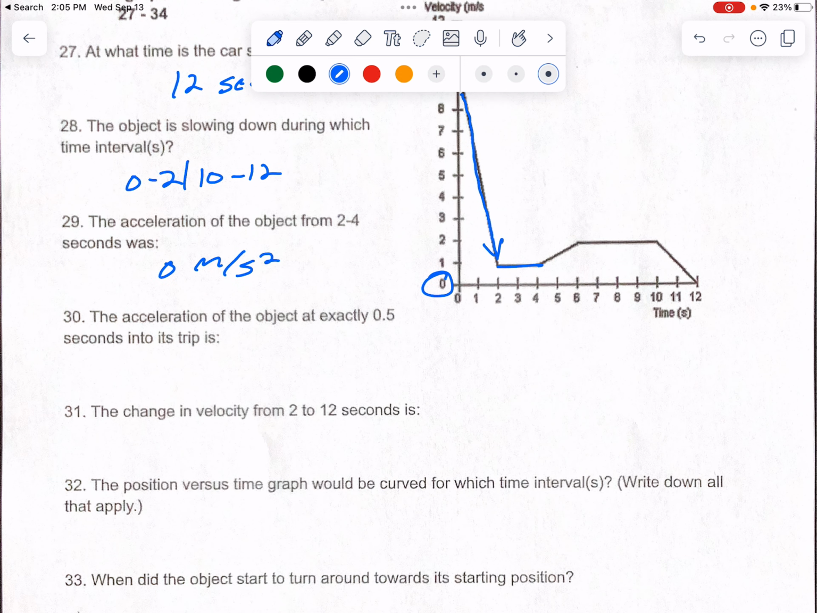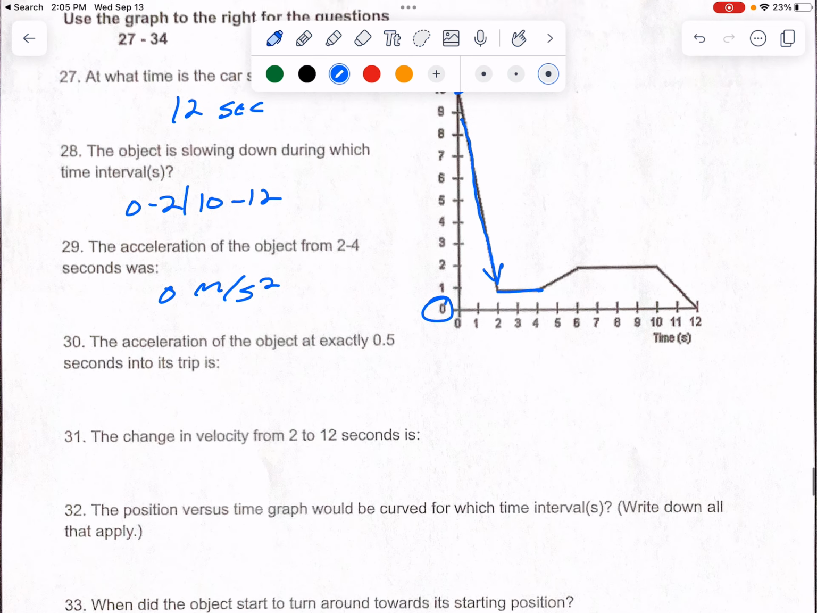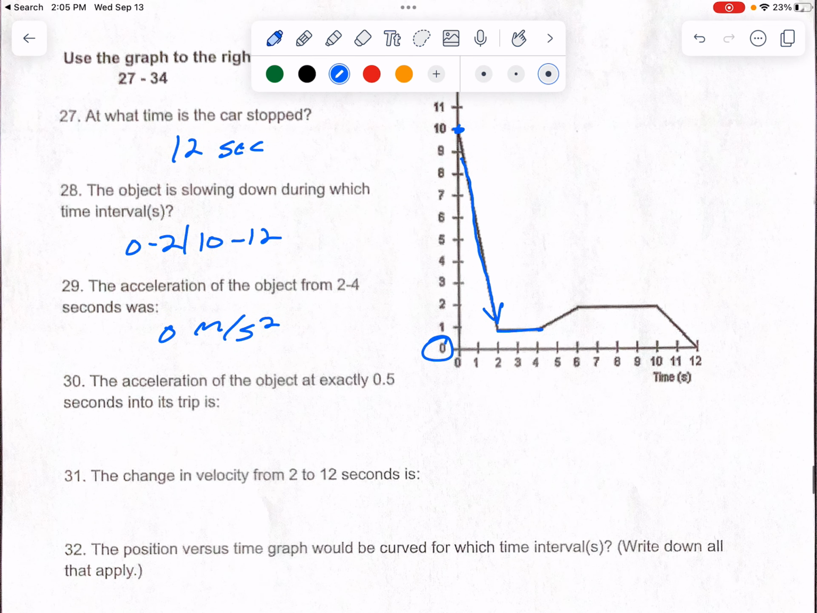And then 30, the acceleration of the object at 0.5 seconds. So at 0.5 seconds, you're right here. All you've got to do is find the slope of that line. So all you need to do is pick the endpoints. My endpoints would be (0, 10) and (2, 1). So I would do 1 minus 10, y2 minus y1, over x2 minus x1, 2 minus 0, which would give you negative 4.5 meters per second squared.